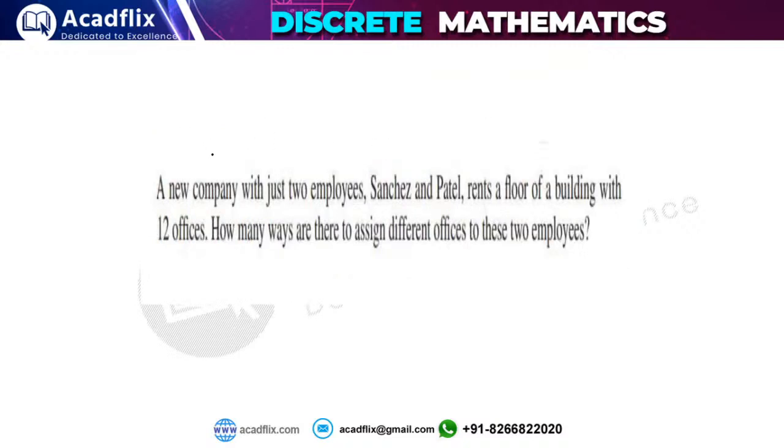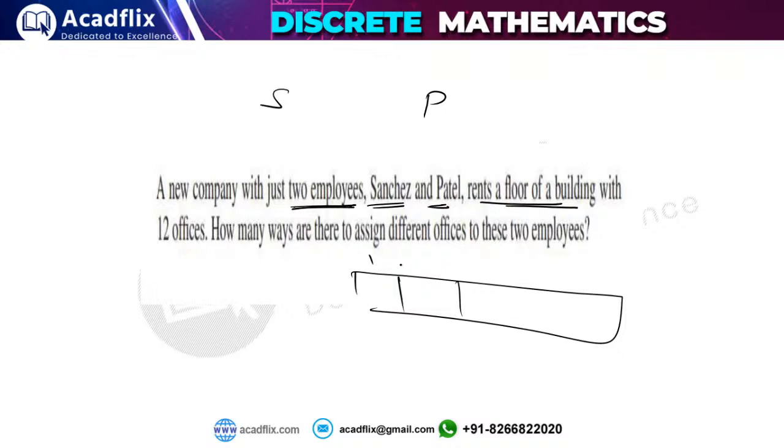Let's see the next example. The aspect ratio is a little off, so it might not be clearly visible. Let me read it. A new company with just 2 employees. One employee is S, another employee is P, so there are only 2 employees. This company is renting a floor of a building with 12 offices: 1, 2 and so on. Total 12 offices are there.